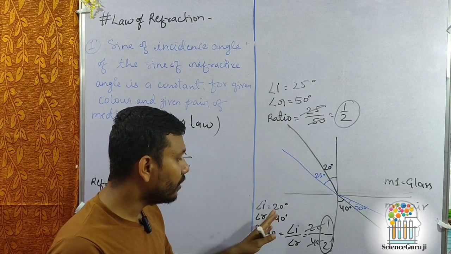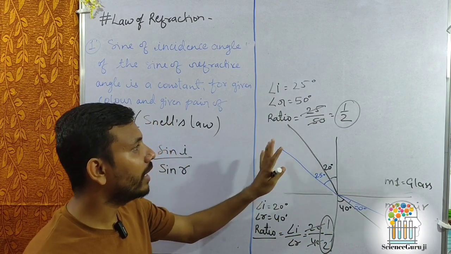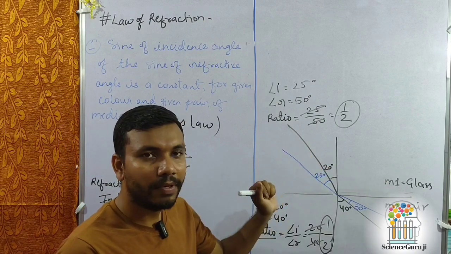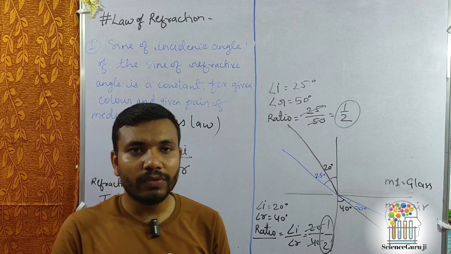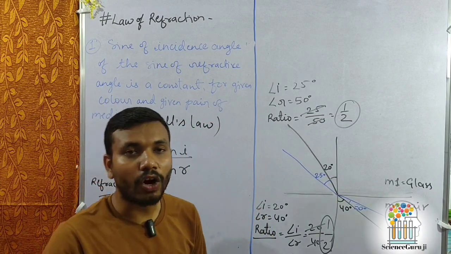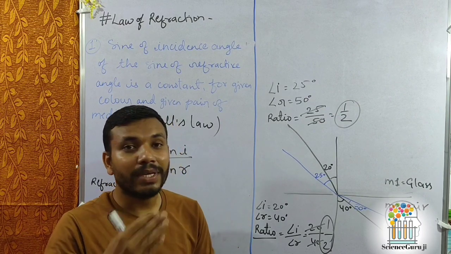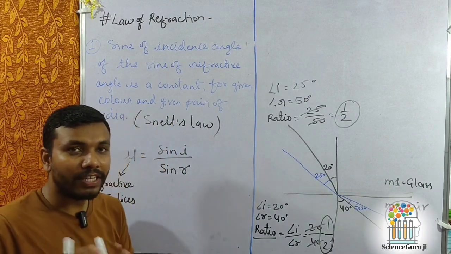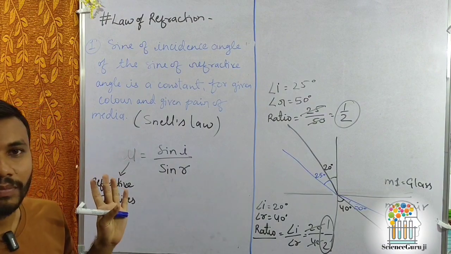If we take 20 upon 40, it is 1 upon 2, and with the new data, again the ratio is the same. So this law states that the ratio between the sine of the incident angle and the sine of the refracted angle is always constant for a specific color and the given pair of media.